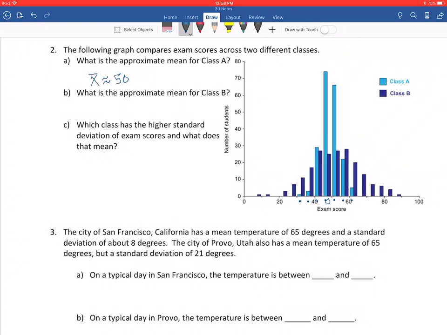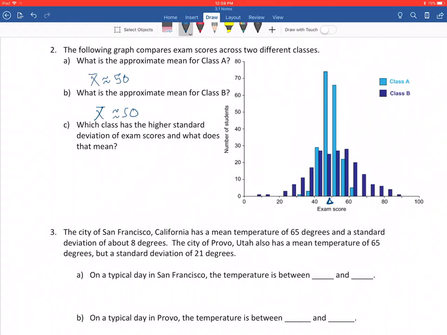And then if I shift my view and I want to look at the dark blue bars, I actually feel as though it probably has about the same mean. Again, if I were to place a fulcrum right there, I think that would balance it out with about the same amount of tall and shorter bars on each side. So I'd say that that mean is also about 50.